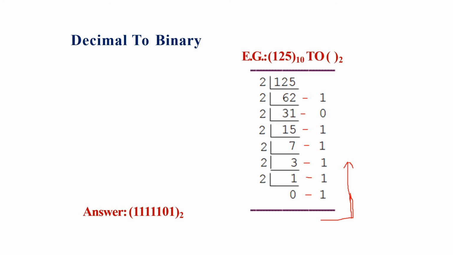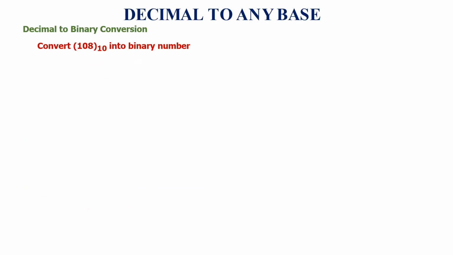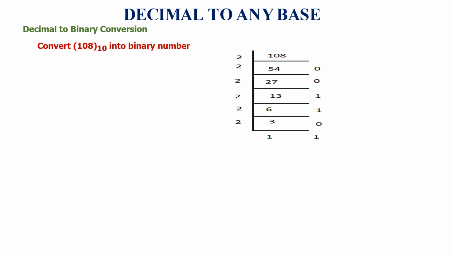I am considering the next one, 108. Again, it's an integer. Since the conversion is from decimal to binary, obviously we have to use successive division by 2. So 108 by 2. Finally we'll be getting the binary value like this. As I told you, we have to consider it in this direction. So 1, 1, 0, 1, 1, 0, 0. So this will be the final binary equivalent.